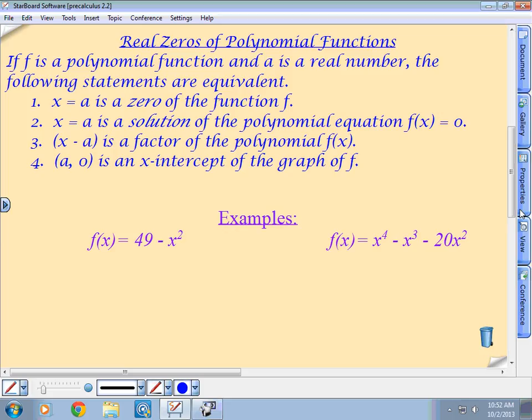X equals a is a zero of the function f. X equals a is a solution of the polynomial equation f of x equals 0. X minus a is a factor of the polynomial f of x. And the point (a, 0) is an x-intercept of the graph of f.